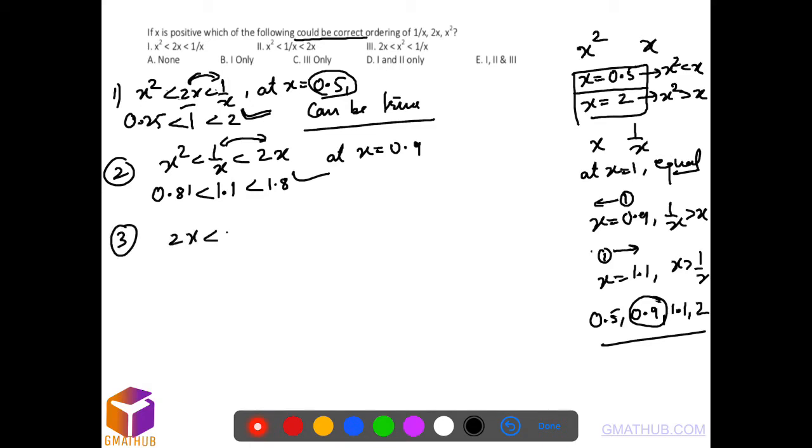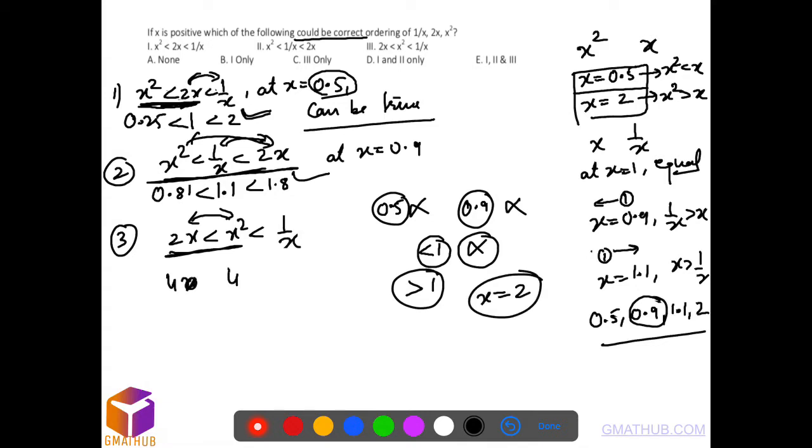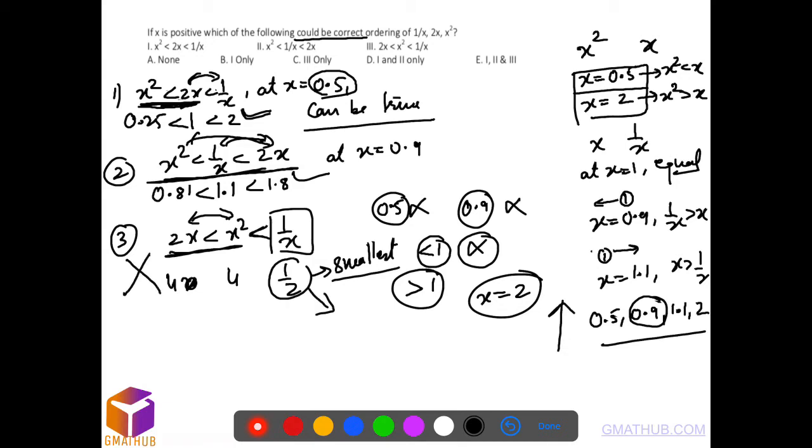Third, 2x is less than x square less than 1 upon x. Now again, x square and 2x are interchanging their positions, so 0.5 would not satisfy it. And same way here, if we look at this point, x square and 2x are interchanging their position, so 0.9 will also not satisfy it. So values smaller than 1 won't satisfy it. That's pretty much clear. Now we need to take values more than 1. If x becomes more than 1, let's say x is equal to 2, this will be 4, 4, 1 by 2. Now the number which is supposed to be largest in this inequality will become smallest because it's in the denominator. So as we keep increasing the values of x, this will become even smaller and smaller, and this inequality will never get satisfied. So this is your answer, D.